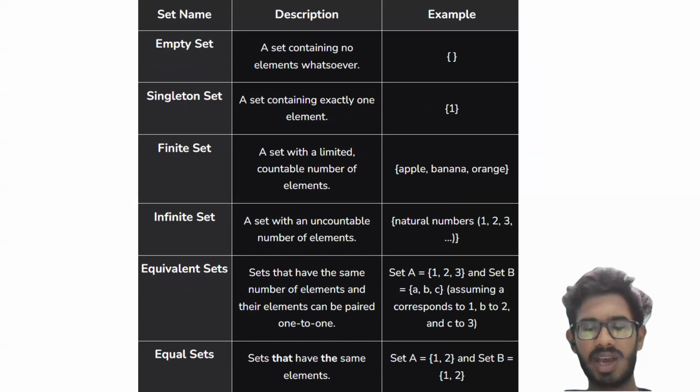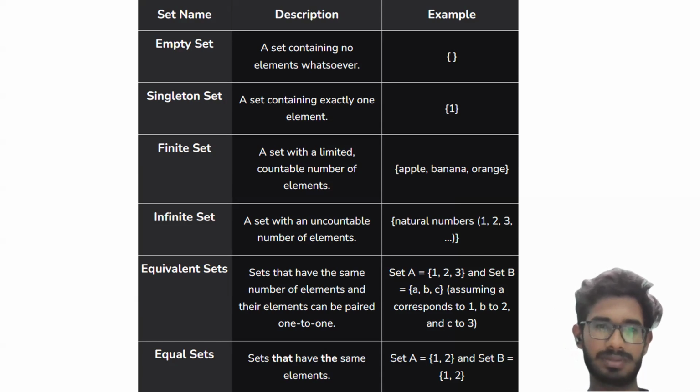Assume set A has elements 1, 2, 3. Set B has elements a, b, c. 1 can be mapped with a, b, c. Just one mapping. Equal sets. Sets that have the same elements. Like set A has 1, 2. Set B has 1, 2. We can say those two are equal sets because they have the same elements.